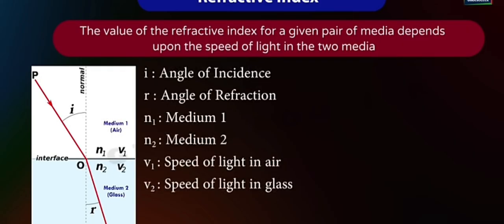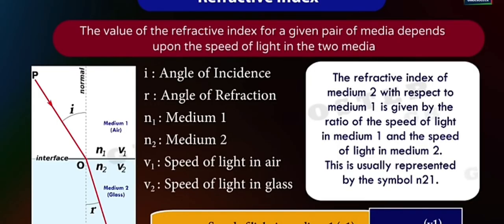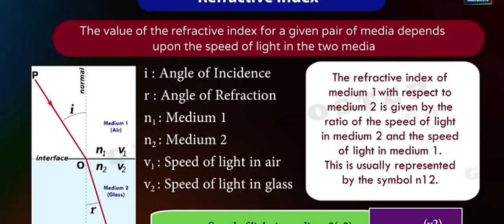Let v1 be the speed of light in medium 1 and v2 be the speed of light in medium 2. The refractive index of medium 2 with respect to medium 1 is given by the ratio of the speed of light in medium 1 and the speed of light in medium 2. This is usually represented by the symbol n21. This can be expressed as n21 equals speed of light in medium 1 by speed of light in medium 2, that means v1 by v2. The refractive index of medium 1 with respect to medium 2 is represented as n12. It is given as n12 equals speed of light in medium 2 by speed of light in medium 1, that means v2 by v1.